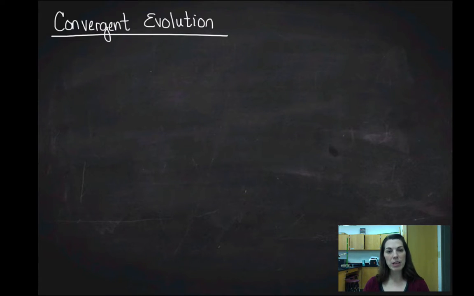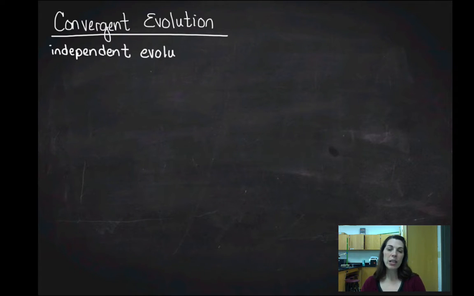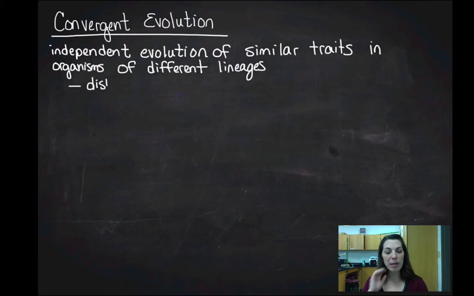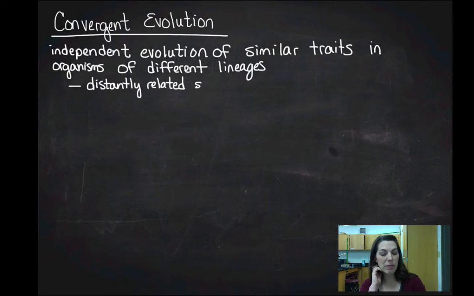So the first thing we need to talk about is what is convergent evolution. Convergent evolution is when you have independent evolution of similar traits in organisms of different lineages. So what does that mean in English? It means that I'm going to get the same adaptation showing up in distantly related species. I would say unrelated species, except all species are ultimately related. So very distantly related species.